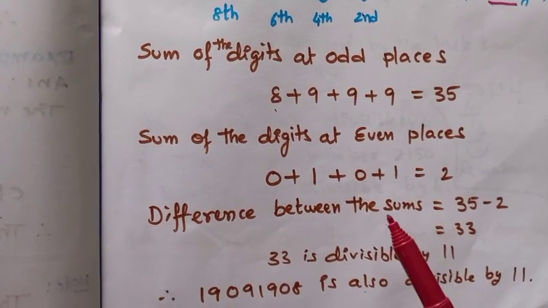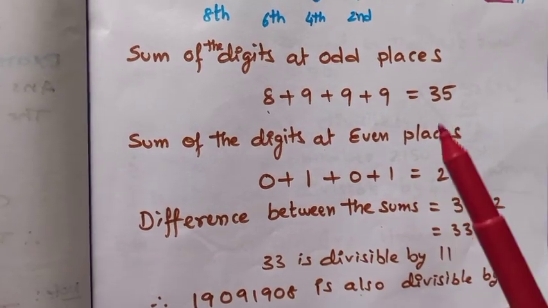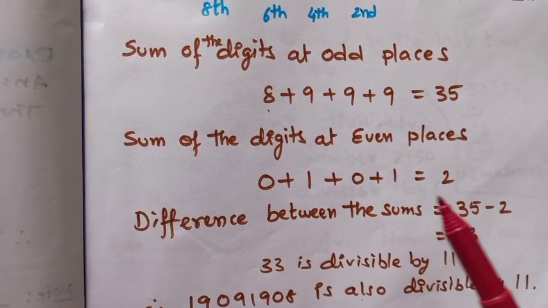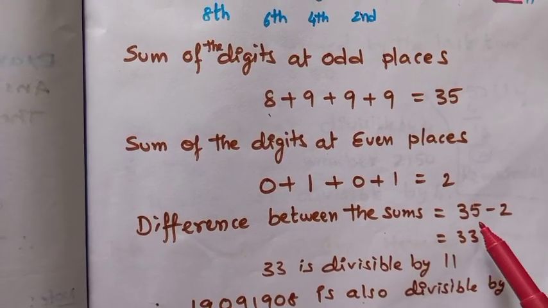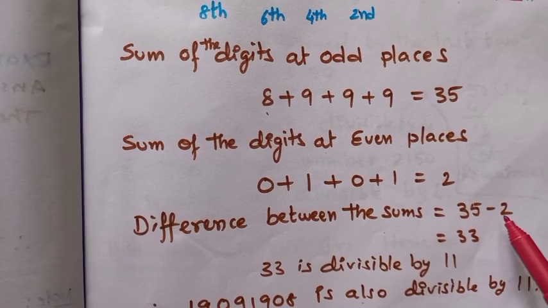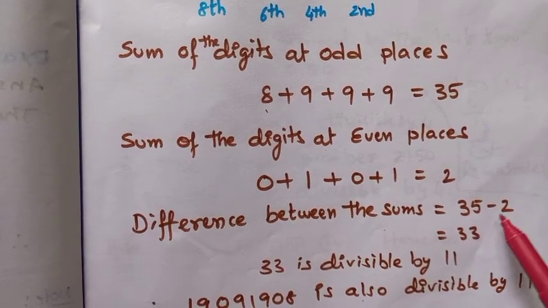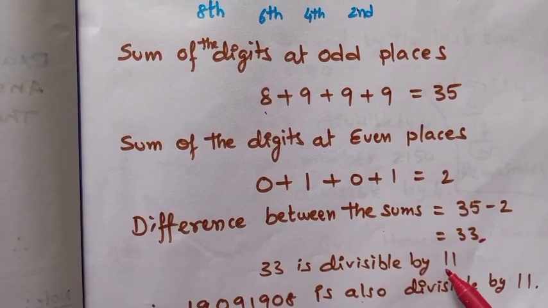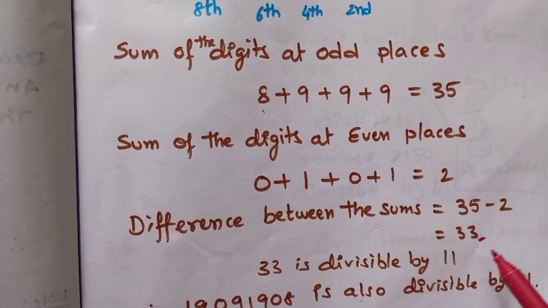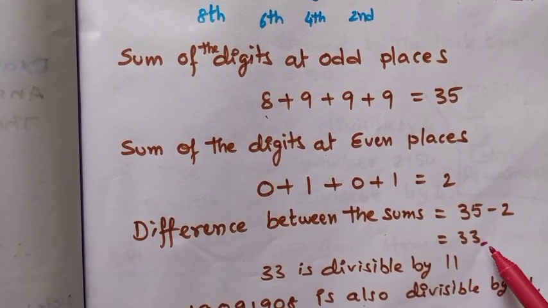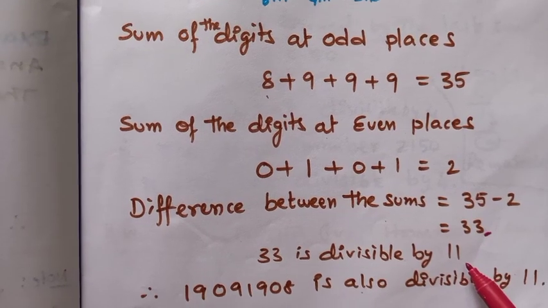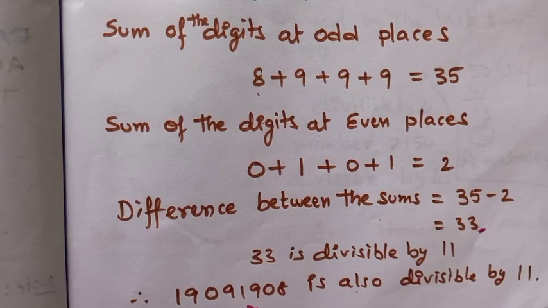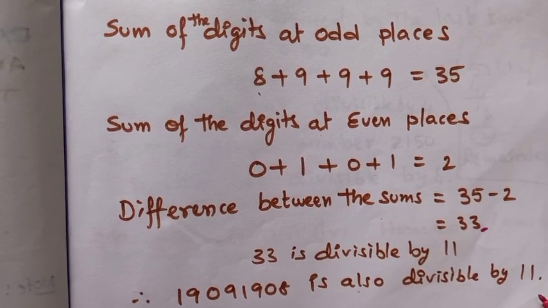Now we have to find the difference between the sums. Difference between the sums means we have to subtract the smaller one from the bigger one. 35 is the bigger one. We are subtracting 2 from 35. 35 minus 2 equals 33. By observing, 33 is divisible by 11 because 11 threes are 33. So if the difference is divisible by 11, according to the divisibility principle, 1,90,91,908 is also divisible by 11.